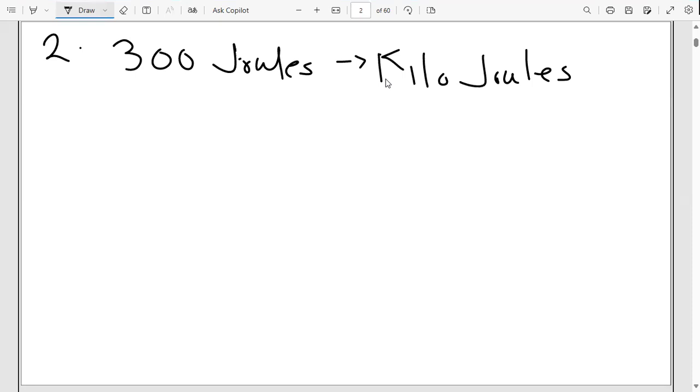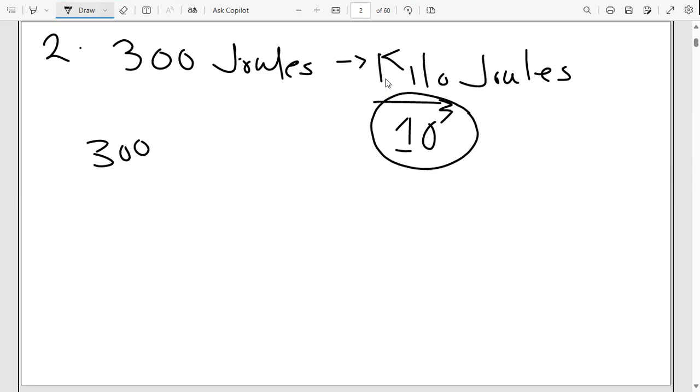Kilojoules. So you know to say kilo when you're talking about kilo, that means you're talking about 10 to the power 3, or 1,000. So how are you going to convert joules into kilojoules? It's actually by dividing the number of joules that you've been given by 10 to the power 3, which is 1,000.